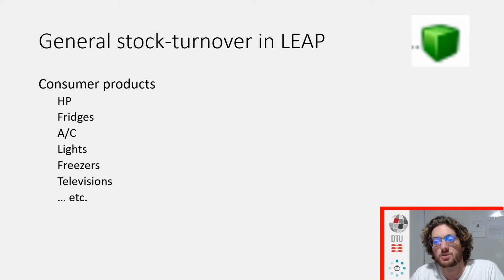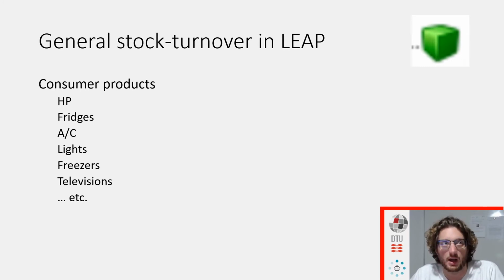So the general stock turnover method in LEAP is really well applicable for consumer products like heat pumps, fridges, air coolers, lights, freezers, televisions, and so on. In a broader sense, you can also use it for buildings, but it is more difficult.